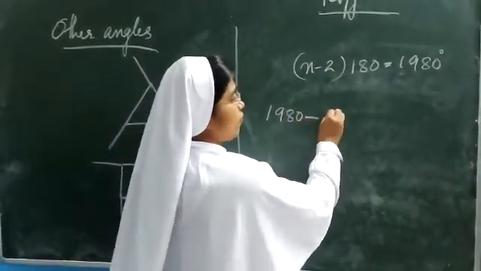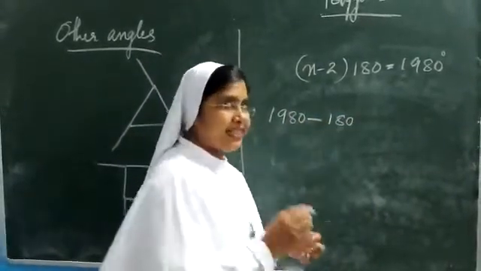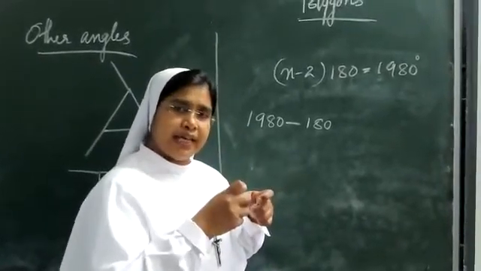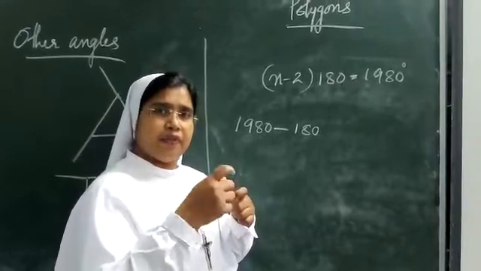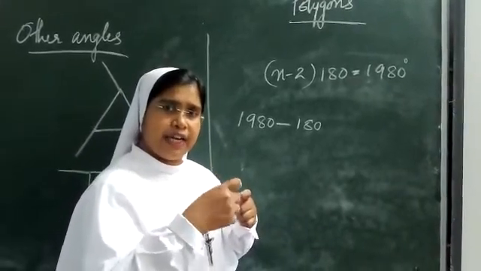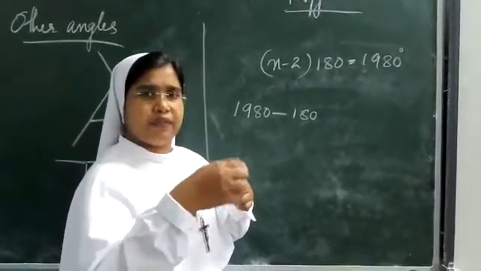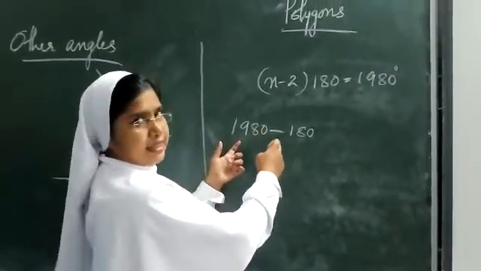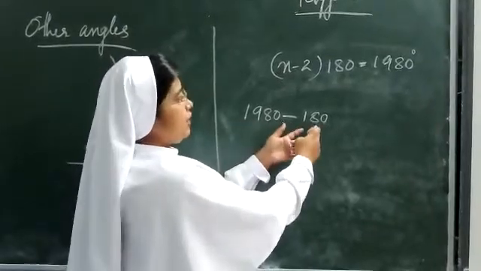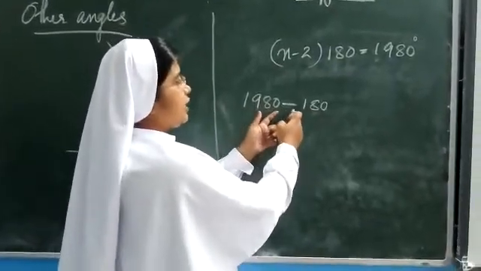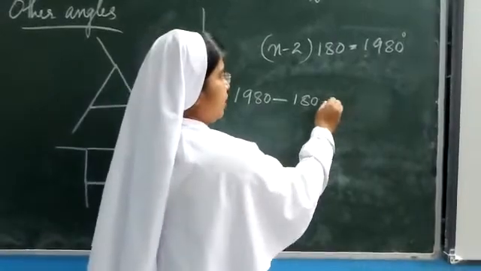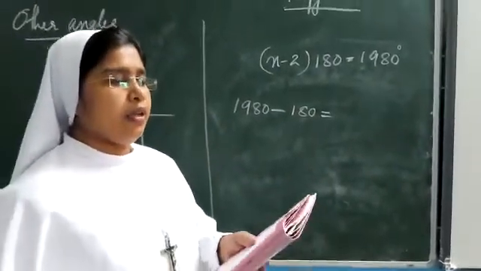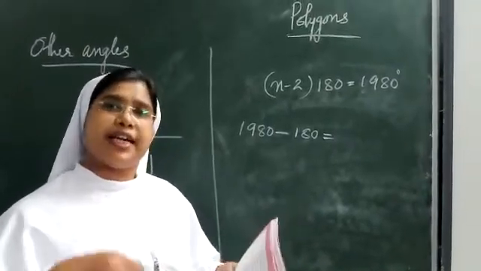1980 minus 180. I said each time 180 is increased. When there are 3 angles, 3 sides, it is 180. With 4 angles, it is 180 plus 180. So each time 180 is being added. So here, when one angle or one side is less, we have 1980 minus 180. Okay, now another part: what about a polygon with one side more?